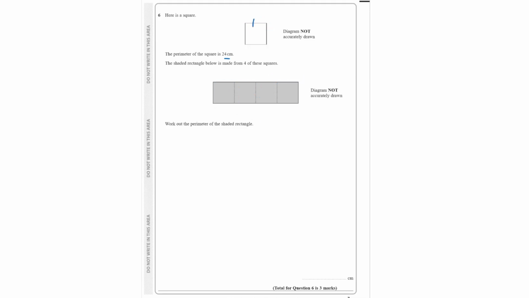Okay? Now, it's a perfect square. So that means this side is equal to this side, which is equal to this side, which is equal to this side. And since the perimeter is 24, I can simply write 24 divided by 4 gives us one side, which is 6. Now that I know that one of the sides is equal to 6, all I have to do is count how many sides there are here. I have 1, 2, 3, 4, 5, 6, 7, 8, 9, 10. So we simply write 6 times 10, which is 60 centimeters as our perimeter.